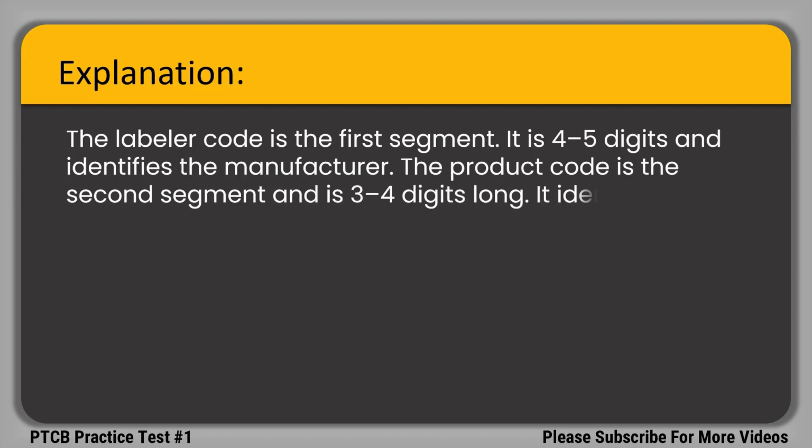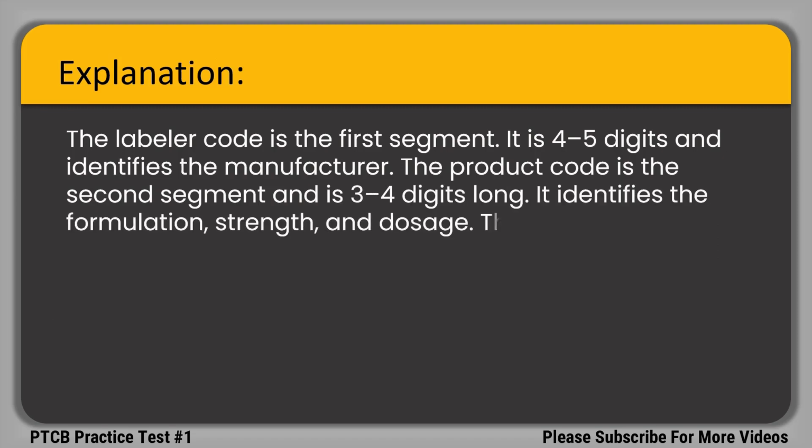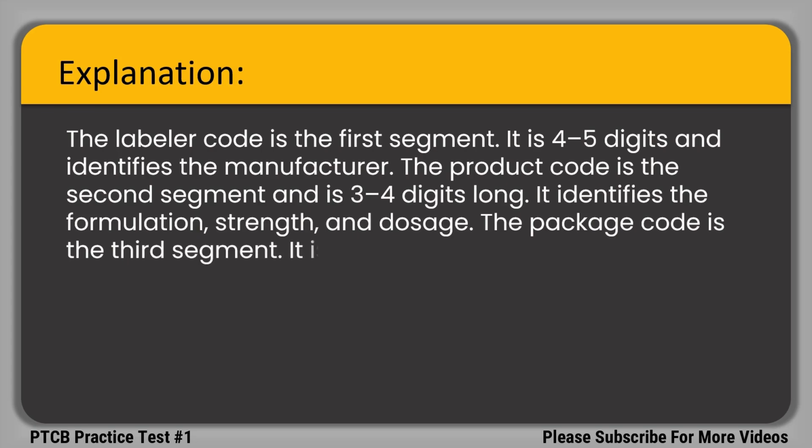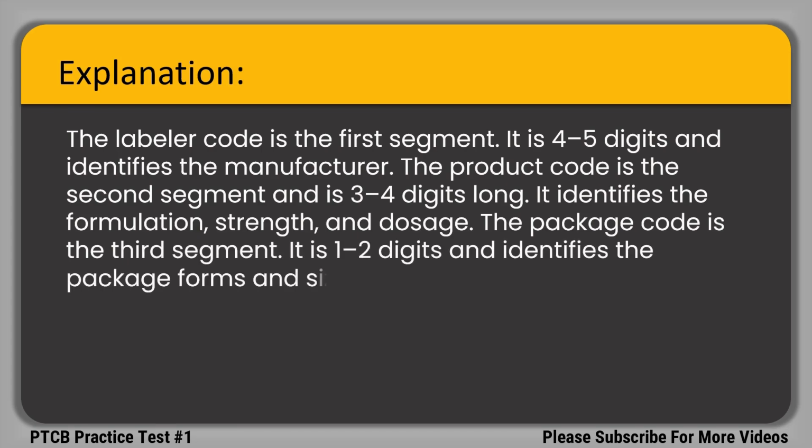The product code is the second segment and is 3 to 4 digits long. It identifies the formulation, strength, and dosage. The package code is the third segment. It is 1 to 2 digits and identifies the package forms and size.